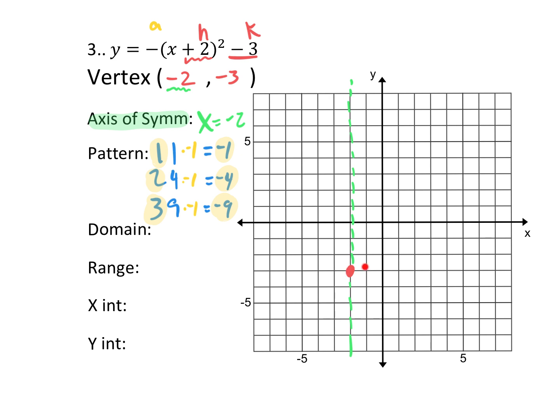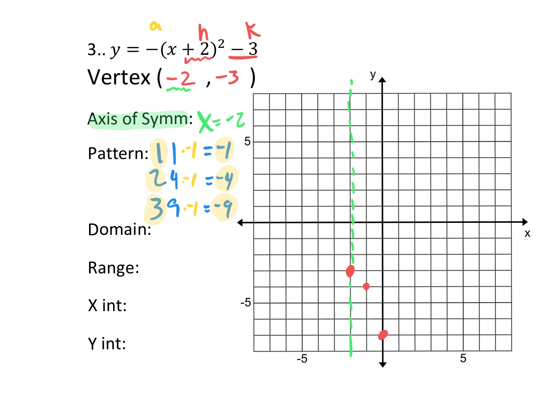Anyhow, let's go 1 to the side, 1 down. We're going to put a dot right there. And you go back to the vertex, 2 to the side, 4 down, 1, 2, 3, 4. And then you go back to the vertex, 3, 9. So 3, 9, you're way off the graph, so you don't have to actually graph it.